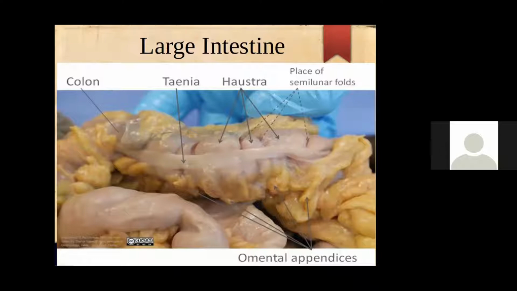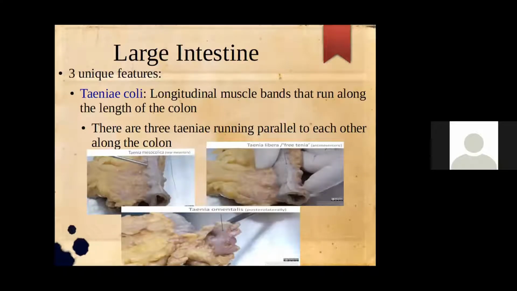As I told in the previous slide, there are 3 unique features for the large intestine. The first unique feature is tinea coli. What is the tinea coli? The tinea coli are longitudinal muscle bands that run along the length of the colon. There are 3 tinea coli running parallel to each other along the colon. The first tinea coli we call tinea mesocolica.